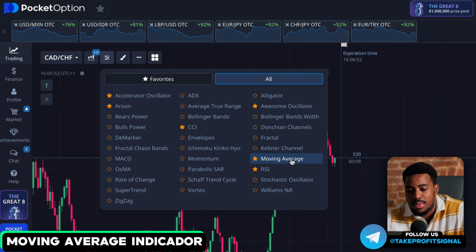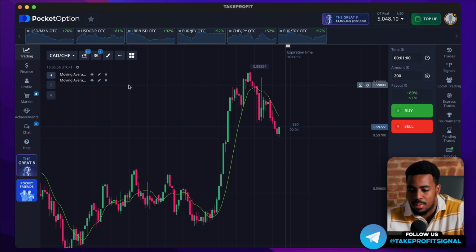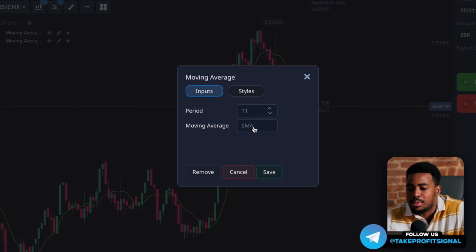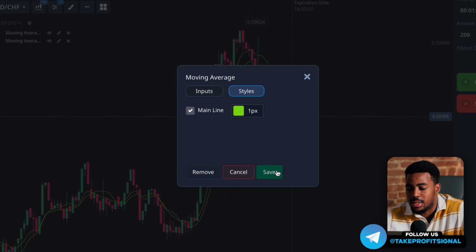Now, we need to set up these two indicators correctly. We enter the first indicator, we set period to 11, and make sure to set the indicator type to EMA. We can leave the styles unchanged, and press save.